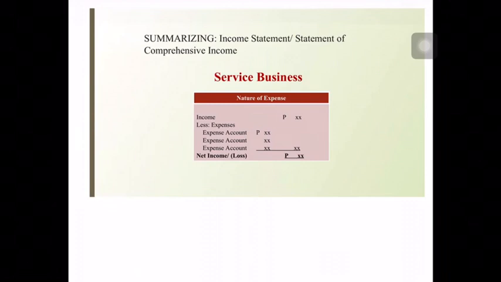All right, so as we discussed a while back, when we prepare an income statement or a statement of comprehensive income for a service type of business, the method or the form that is usually used is the nature of expense method, where we just simply itemize the specific expense accounts in the report. The very same expense accounts that were recorded in the journals or in the ledgers of the business will be the same accounts that will be reflected in the income statement if we make use of the nature of expense.